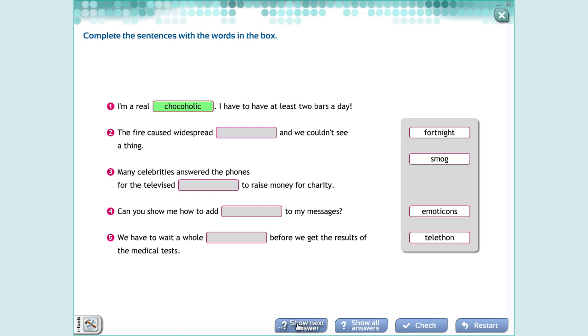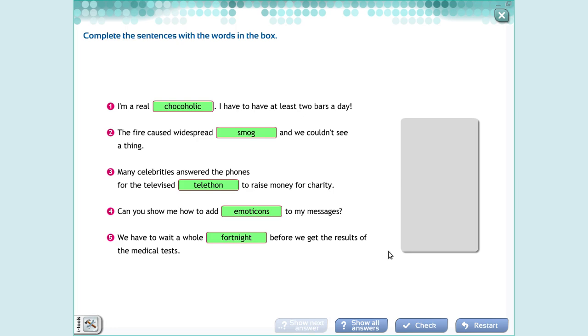The fire caused widespread and we couldn't see a thing. Smog. Yes. Many celebrities answered the phones for the TV to raise money for charity. The telethon. Yes. Telephone with marathon. Can you show me how to add emoticons to my message? We have to wait a whole fortnight before we get the results of the medical test. Perfect? Nice.